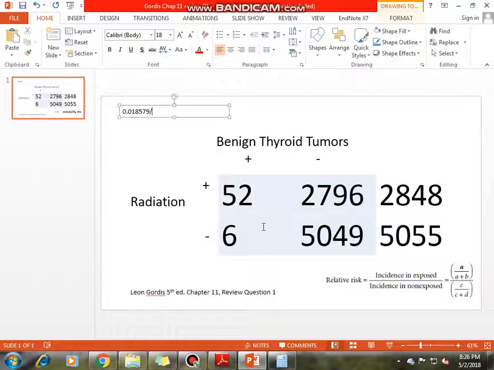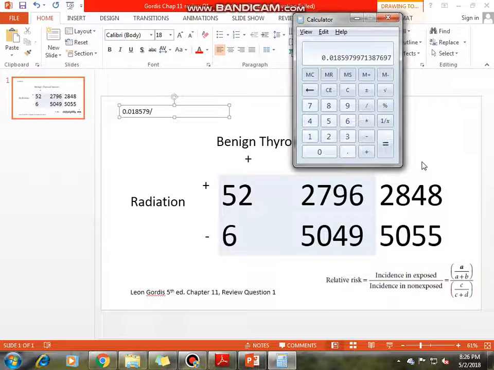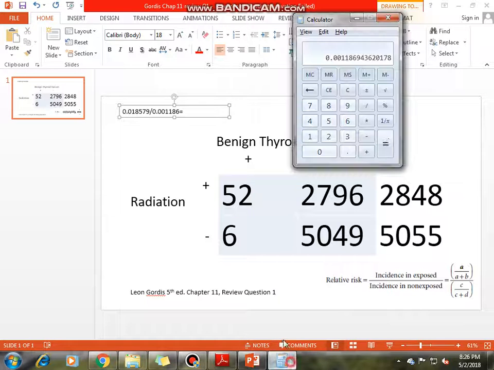Now you need to have this number. So it is 6 divided by 5055. 6 divided by 5055, the answer is 0.001186. Okay, simple division would suffice.